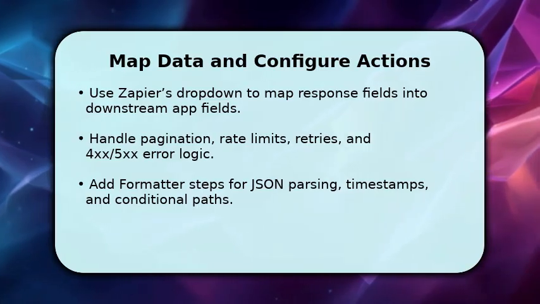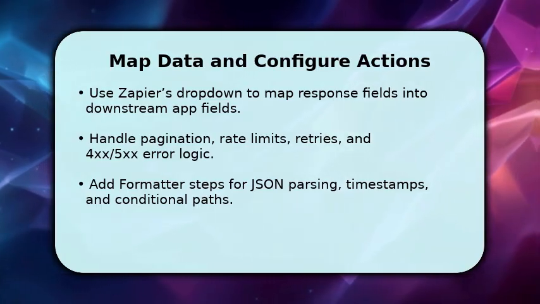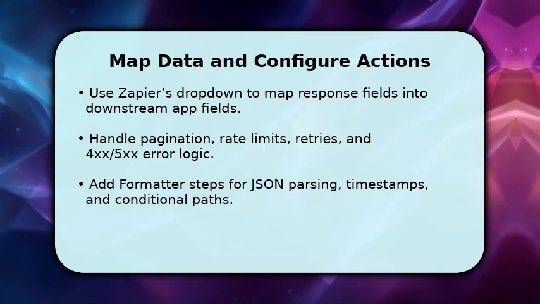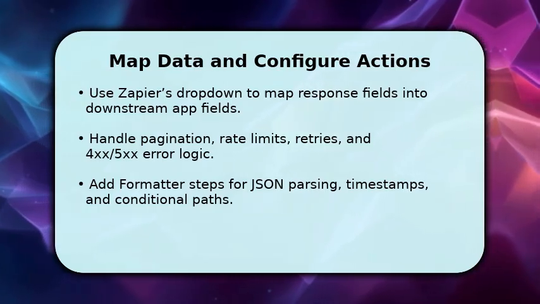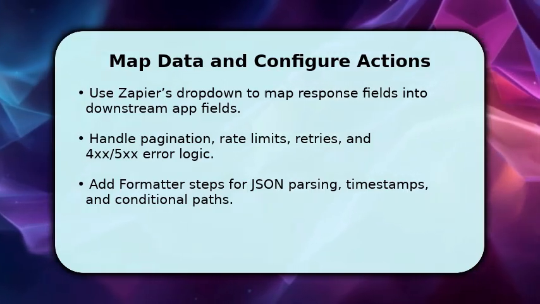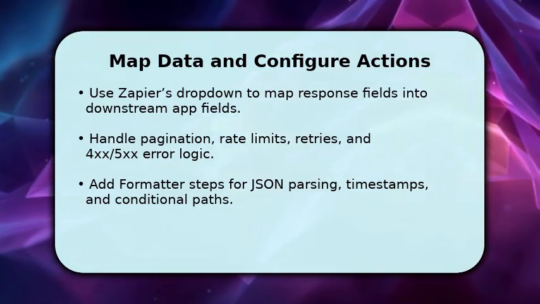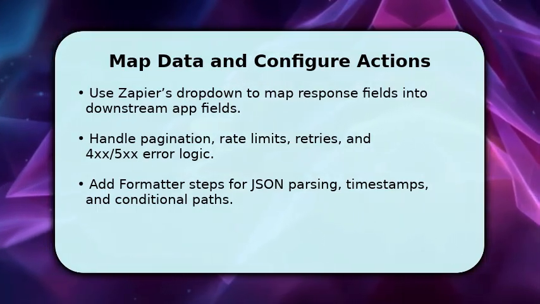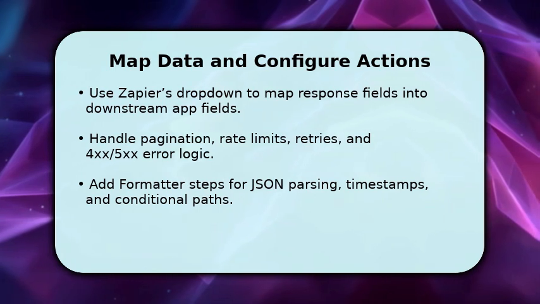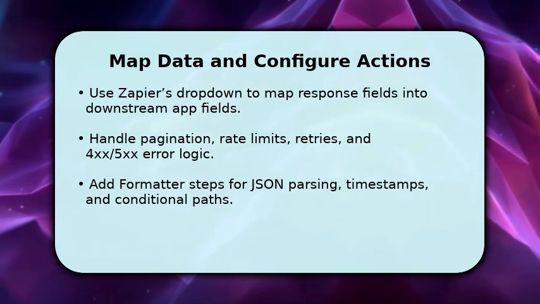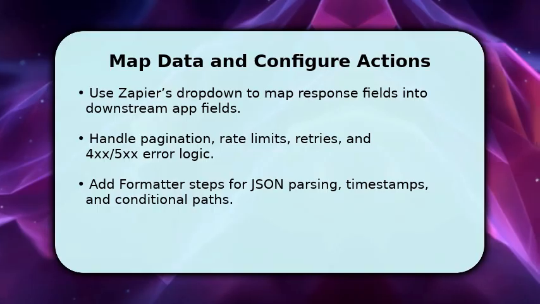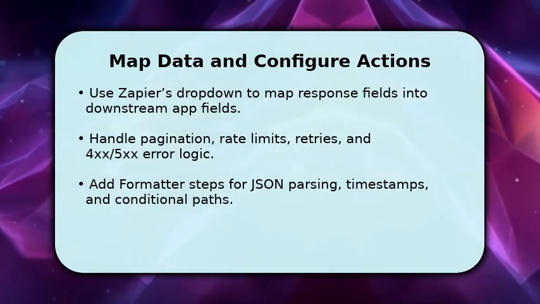Then configure complex behavior. Handle pagination by iterating pages or using cursor tokens, respect rate limits with delays or built-in retry settings, and add conditional paths for 4xx versus 5xx errors. Also insert formatter steps to parse JSON arrays or normalize timestamps, so downstream apps receive clean, consistent values.